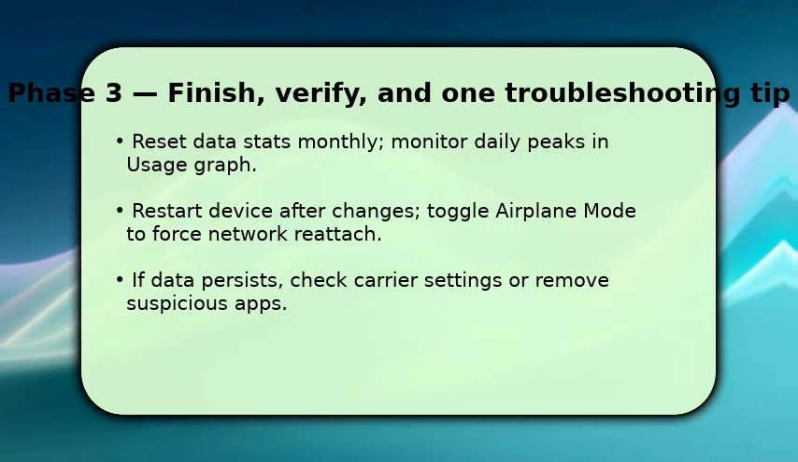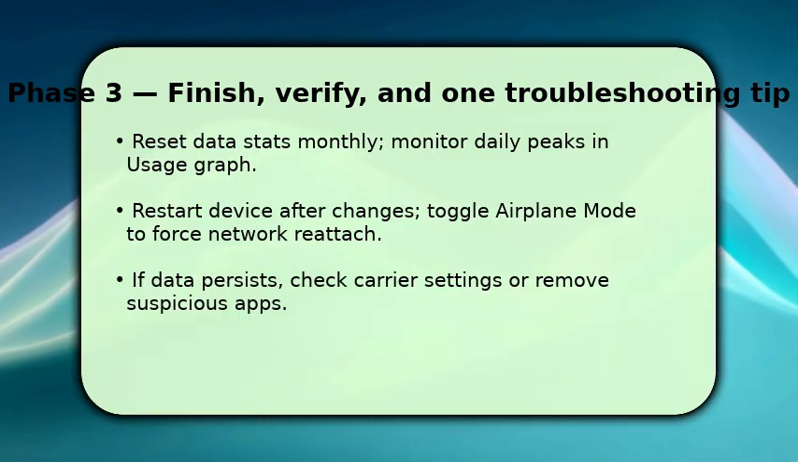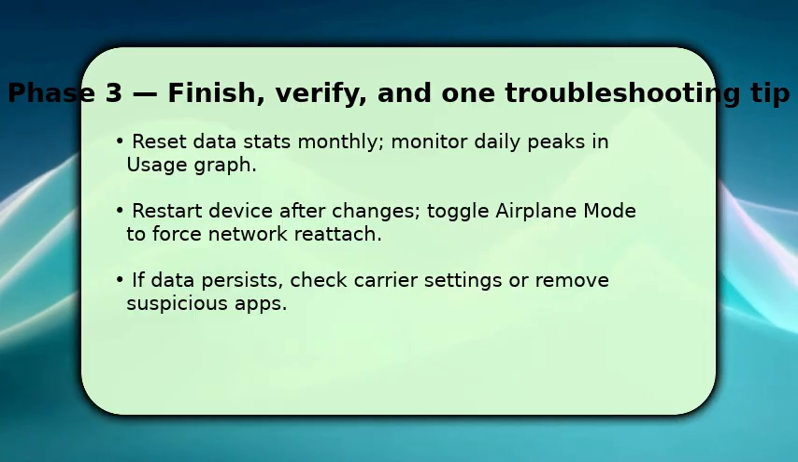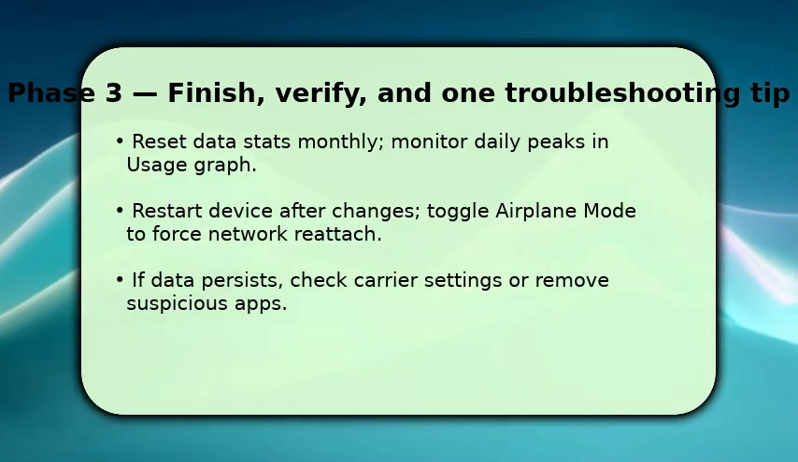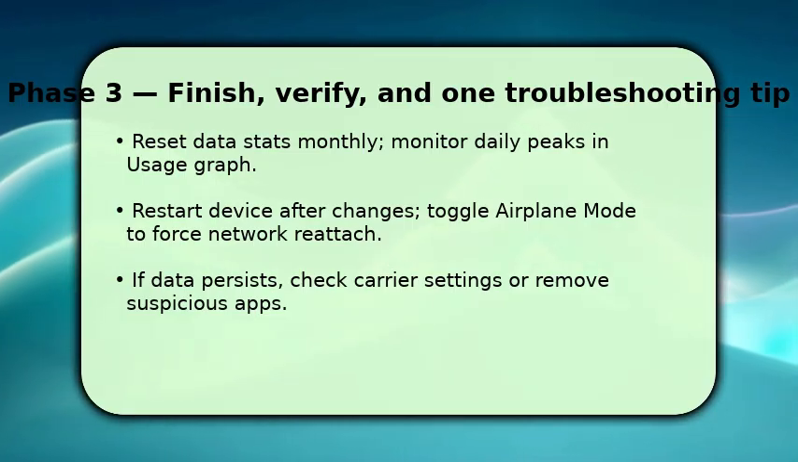Restart the phone after making these changes, and if an app still leaks data, toggle airplane mode for 30 seconds to force a fresh network attach. If problems persist, remove or reinstall the offending app, check carrier settings for background services, and consider contacting support.